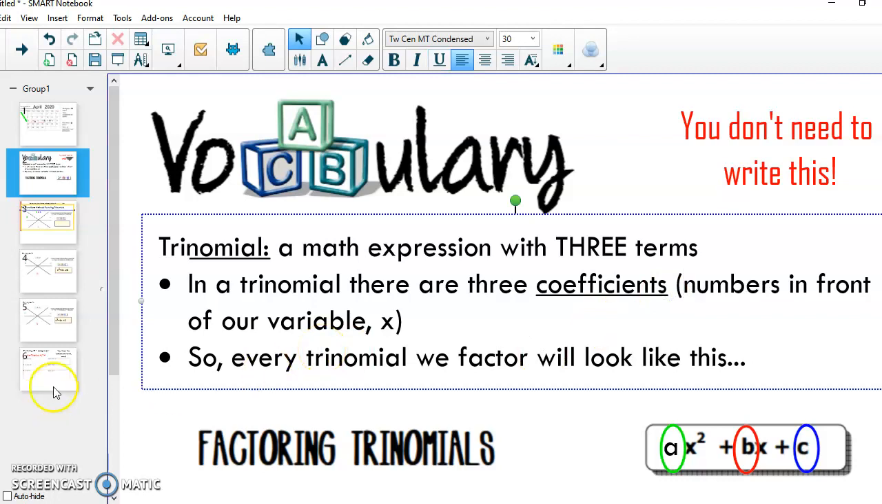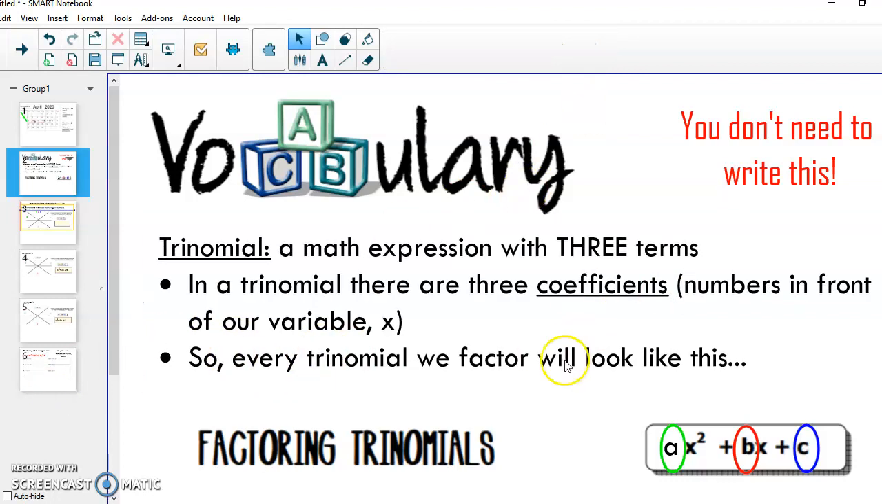So our coefficients, one more time, just a reminder, is any number that's in front of our variable. So when we do our work today, when we are factoring, we're going to see problems that look like this. We're going to see some number that represents A, some number that represents B, and some number that represents C. So if you go back to that question I asked at the very beginning, I have taken out the A, B, and the C from the word vocabulary because we need to pay extra close attention to our A, our B, and our C in our trinomials today in order to factor.